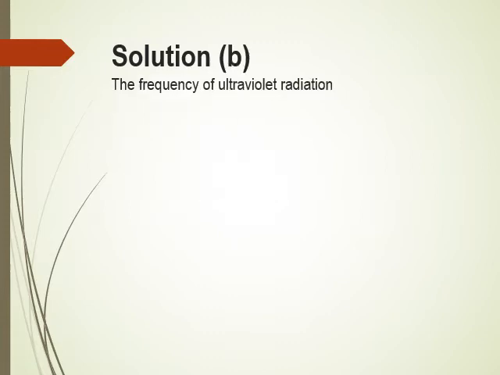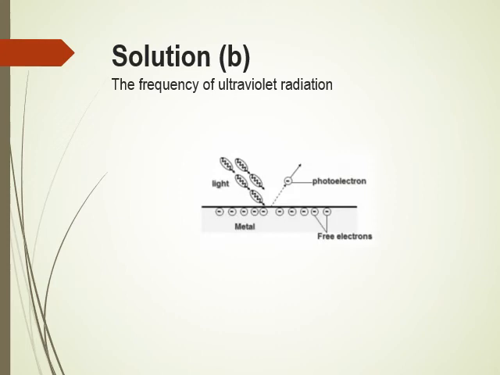Question B is asking for the frequency of ultraviolet radiation. Now this question is asking for the frequency of the light. So let us analyze the question again by using this diagram. If you look at this diagram, we have incident light, which is the ultraviolet radiation. It hits a metal surface and knocks out a free electron, which gives you the photoelectron.